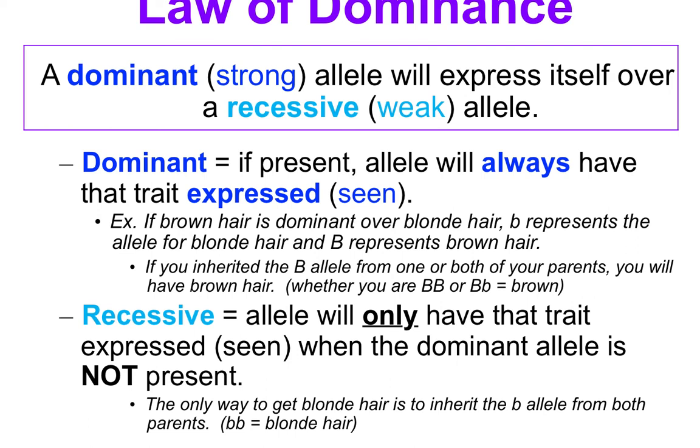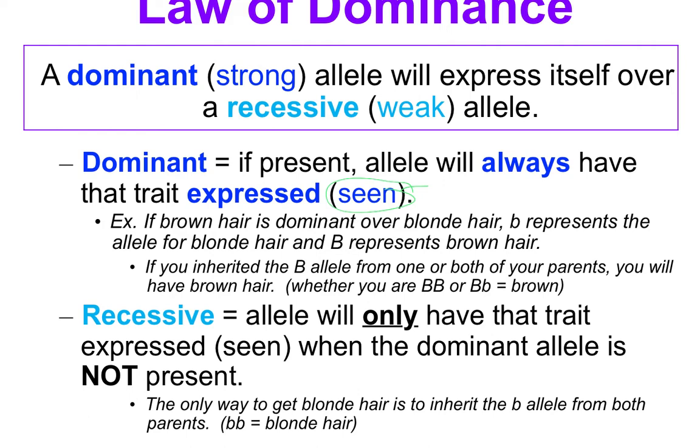A dominant, or what was termed a strong allele, will express itself over a recessive or weaker allele. If the dominant allele is present, you will always have that trait expressed, which means it's going to be physically seen or physically expressed. We're going to get the protein for that dominant allele.